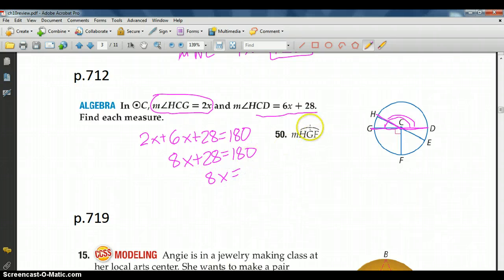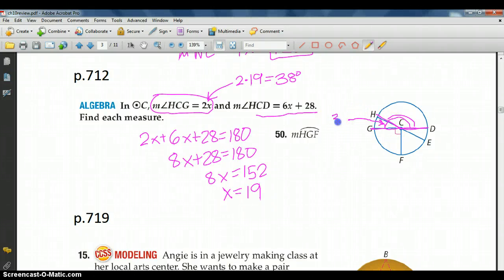8x is equal to 152, subtract 28 from both sides, and therefore x is equal to 19. Divide both sides by 8. So now we know what x is. We can substitute that in to find a measure for angle HCG. So substitute in for x, and we have 2 times 19, which is 38 degrees. So if the central angle is 38, then the arc is also 38. So if the central angle here is 90, this arc is 90.